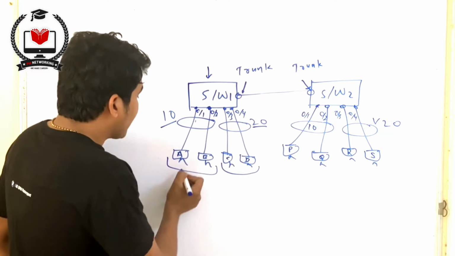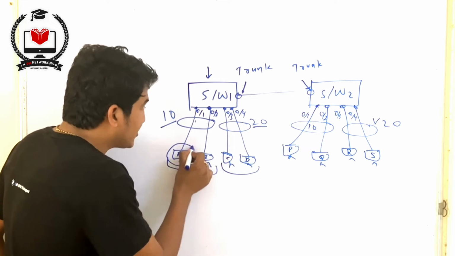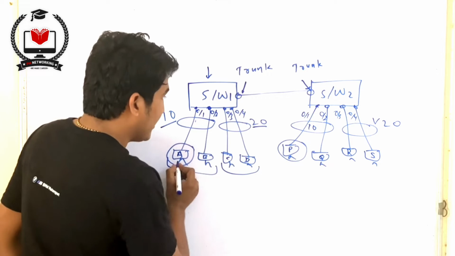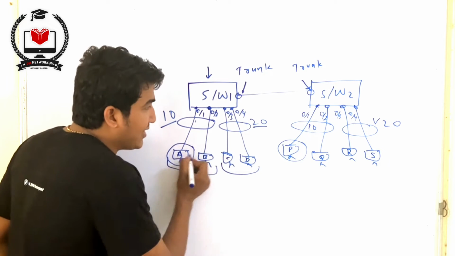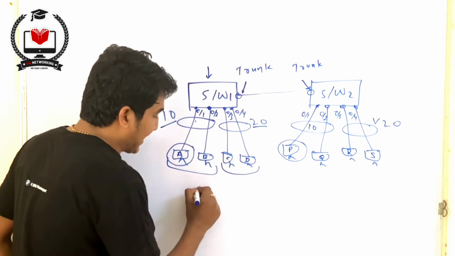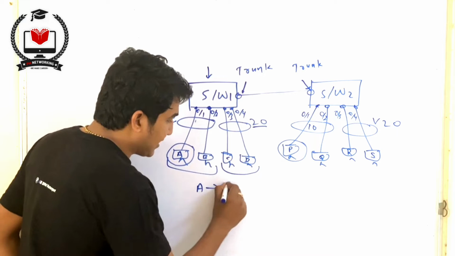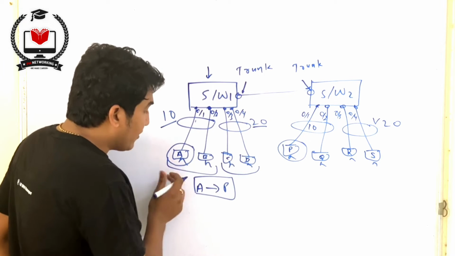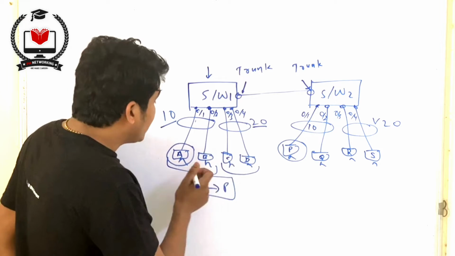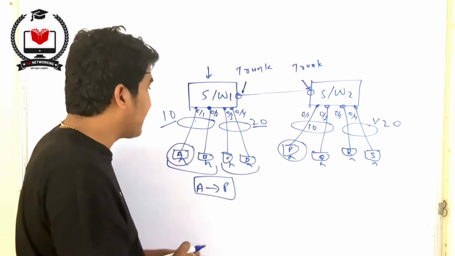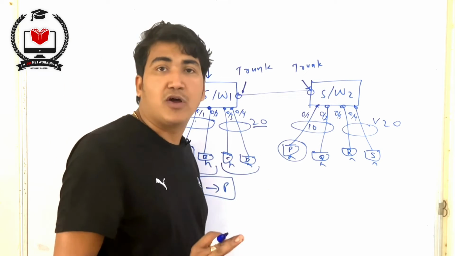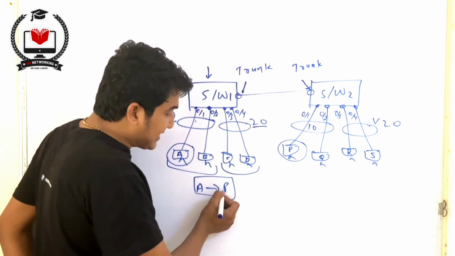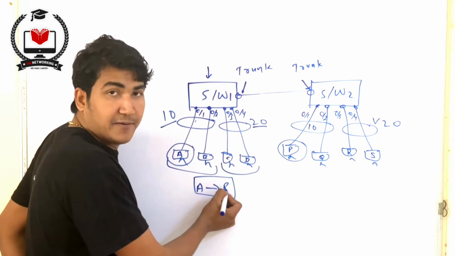Suppose this user wants to communicate with this user. This user, whose MAC address is A, wants to communicate with the user whose MAC address is P. So source will be A, destination will be P. You can assume any source IP and destination IP. I am not talking about routing now. Let's focus on switching only. Source MAC will be A, destination MAC will be P.